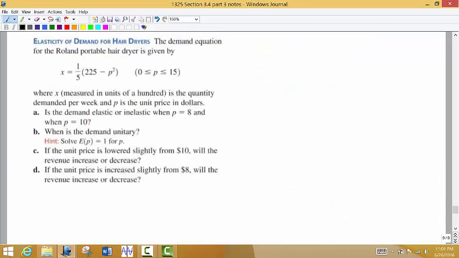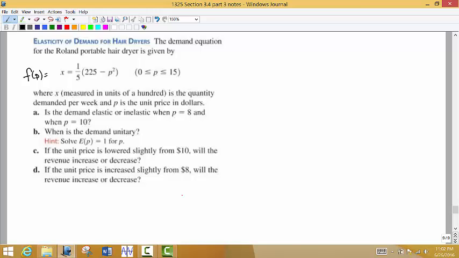All right, and our last example here, elasticity of demand for hair dryers. The demand equation for the Roland portable hair dryer is given by, and what's nice here is that our function is already written with x by itself on one side. So we already have this as a function of p as my independent variable, so we don't have to rewrite, which is nice. X is measured in units of 100. And that's the quantity demanded per week, and P is the price in dollars, so that unit price in dollars. Is the demand elastic or inelastic when the price is $8 and when the price is $10?